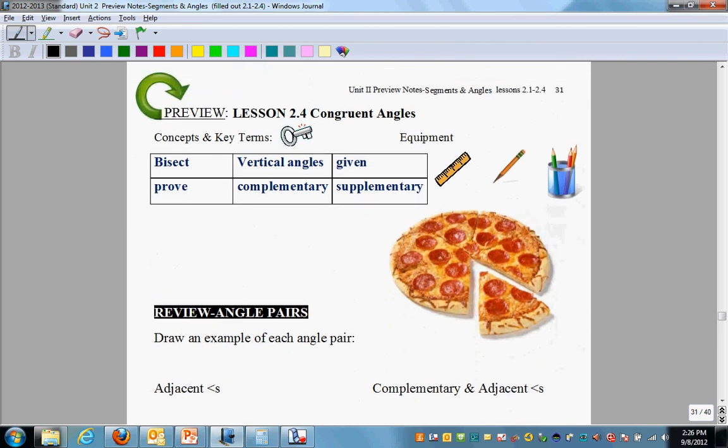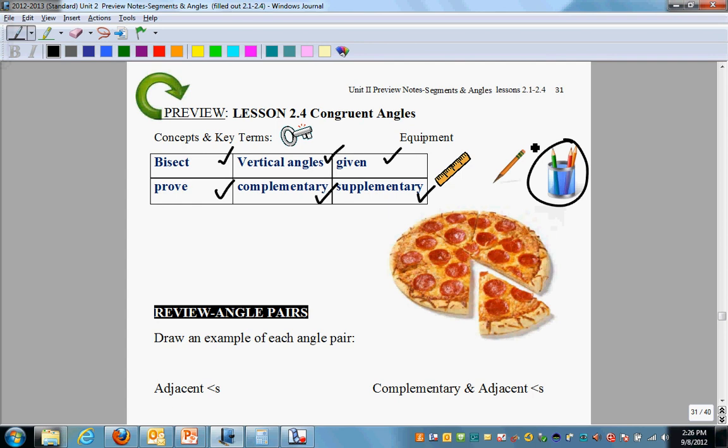Today we're going to talk about congruent angles. What makes angles congruent? Look out for these words: bisect, vertical, something called given and prove, complementary and supplementary. Once again, it would be extremely helpful if you have colored pens or pencils.